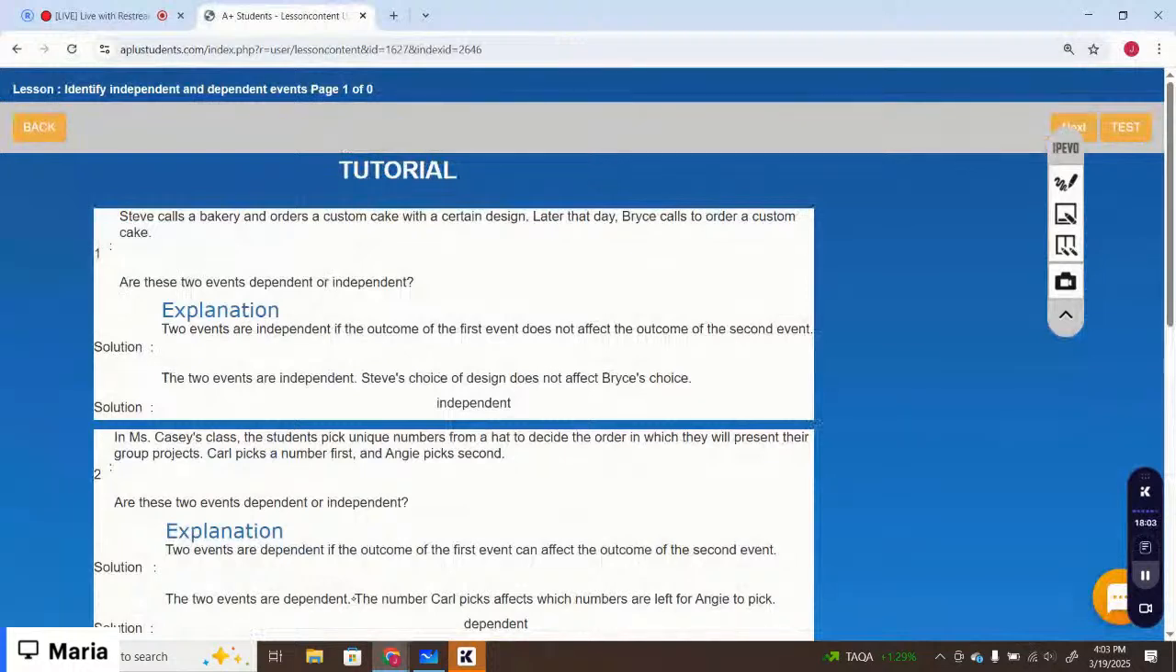Steve calls a bakery and orders a custom cake with a certain design. Later that day, Grace calls to order a custom cake. So basically, you have to see, are these two events dependent or independent? They are independent events, right? Two events are independent if the outcome of the first event does not affect the outcome of the second event. So whatever design they select, either Steve or Grace, they can order. So that is not a dependent event. This is an independent event.